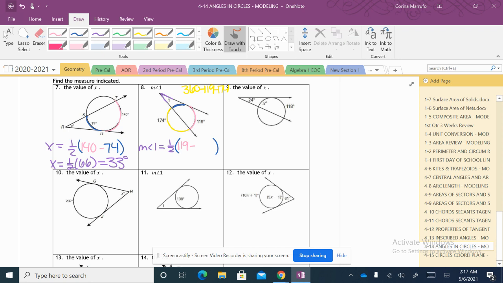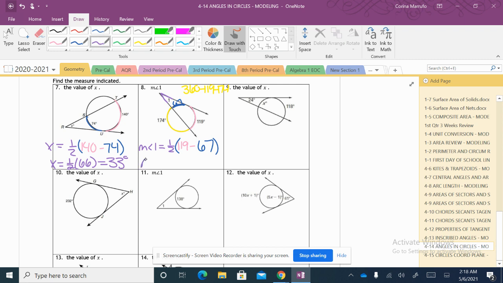360 minus 174 minus 119, and that gives me 67. So that means that this one is 67. Now we're ready to complete this. We're going to take 1/2 of 119 minus 67. And that gives us 26 degrees.